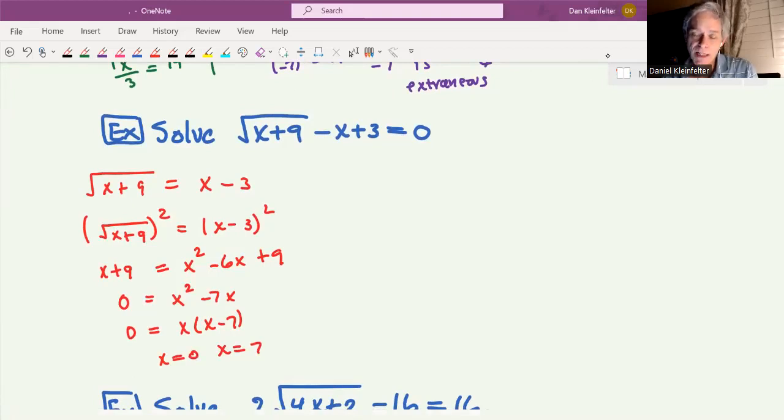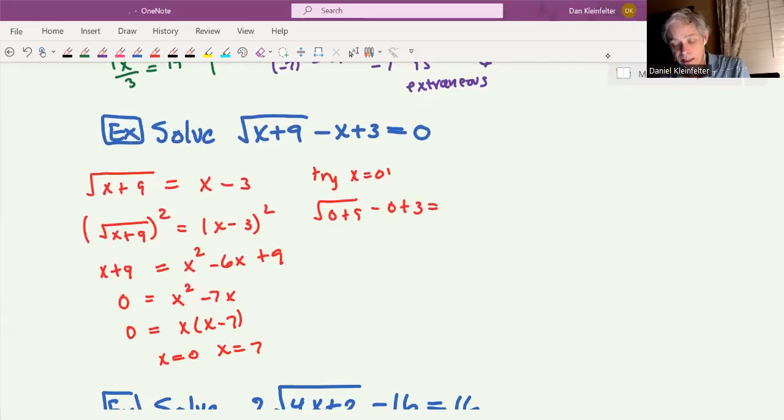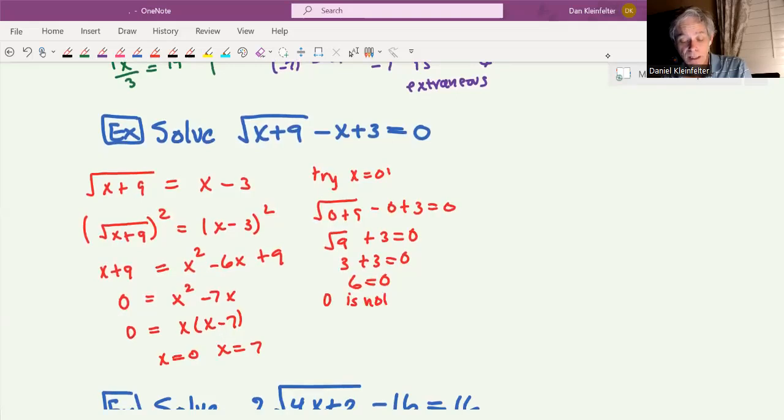So we're going to have to check those two and see if either or both of those work. So let's try x equals 0 first. Let's put that in our equation. We'll have the square root of 0 plus 9, minus 0, plus 3, and we need to make sure that that ends up being 0. Okay, 0 plus 9 is 9. We have the square root of 9, minus 0 doesn't do anything, plus 3 is 0. The square root of 9 is 3. 3 plus 3 equals 0? That doesn't sound good. So 0 is not a solution. It's a solution to the quadratic equation, but it's not a solution to our original radical equation.